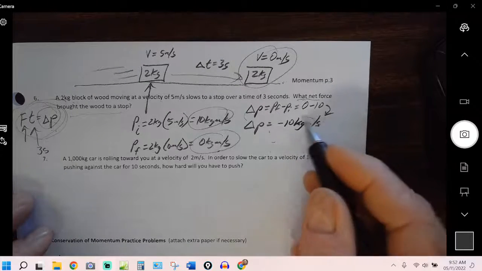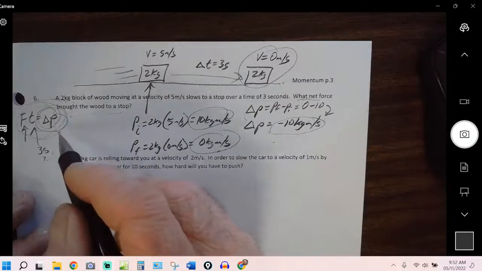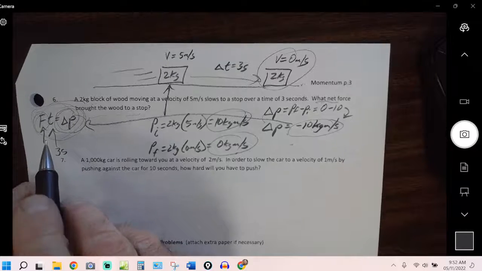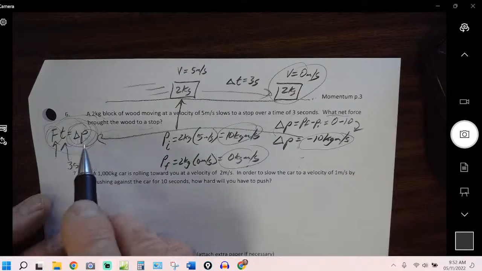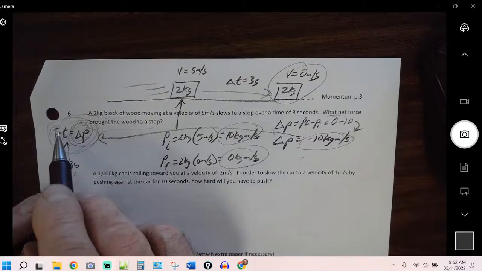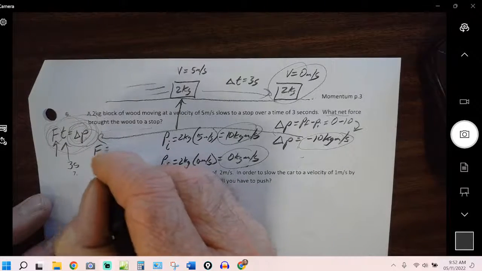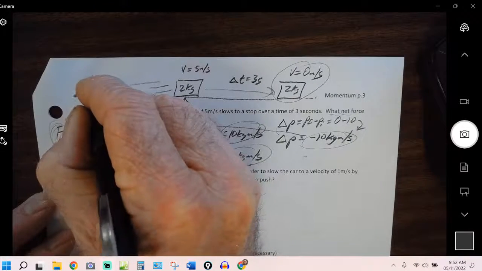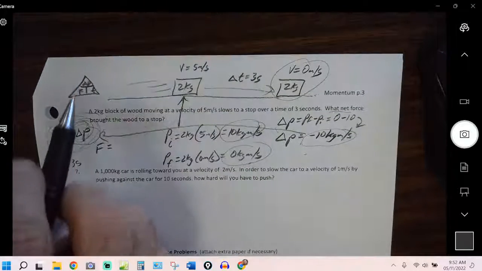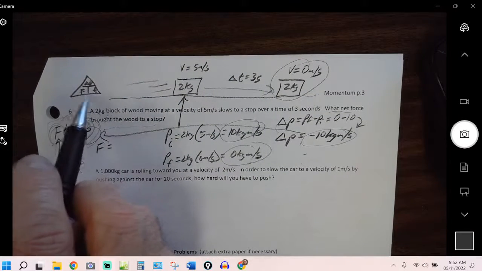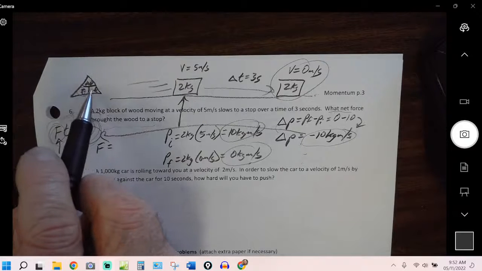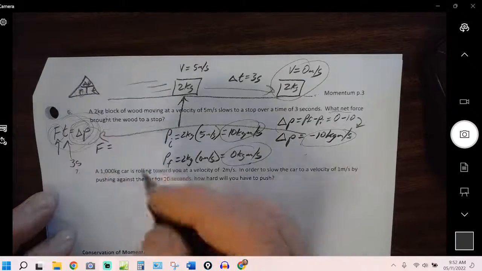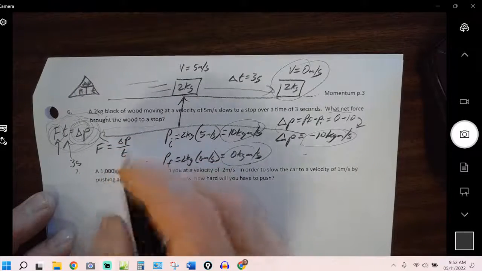All right, so now we're ready. We've got this. We just need to plug it in here. And the trick is, I'm solving for F. So thinking about the previous page, this is solving for delta P. But if I want to write F equals, what does it equal? There's delta P, there's F, there's T. So F equals what? Not delta P. Delta P divided by T.